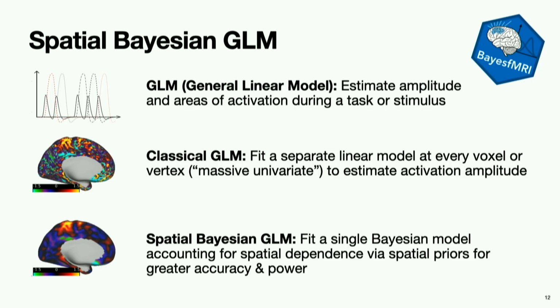Anyway, you can see in the images I'm illustrating that we get much smoother estimates, which you can see in our papers. But we're trying to estimate the same thing, right? So the goal is the same as the classical GLM. The difference is that instead of fitting 100,000 models or 10,000 models, whatever your spatial resolution is, we're fitting a single model to all the locations in the brain that accounts for the spatial dependence between the different locations via spatial priors. And when we do this, we get much greater accuracy and much greater power to detect activations, especially in individuals.